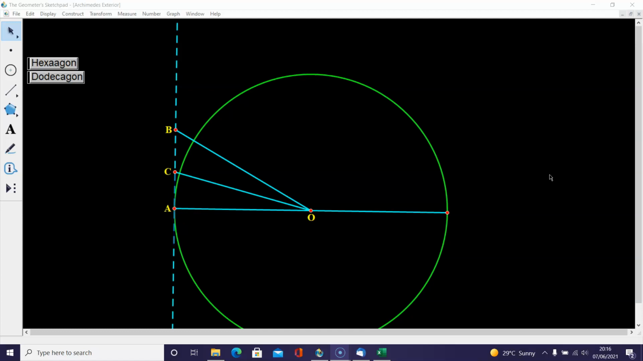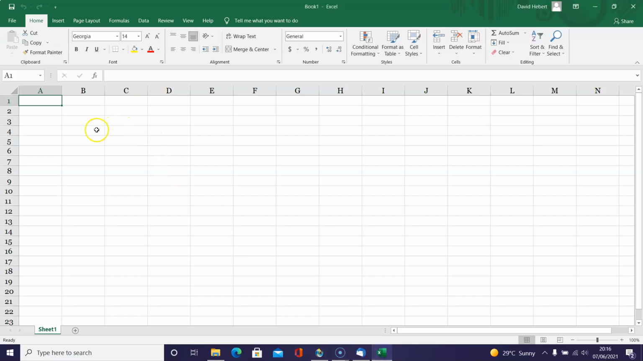Now, if you'll remember, we're going to start with triangle OAB, and that's going to be a 30, 60, 90 triangle. So what we're going to do is put that information in. Over here in a spreadsheet, I'm going to begin by having a measurement that we're going to call AO. We're also going to have a measurement called BO, and a measurement called AB.